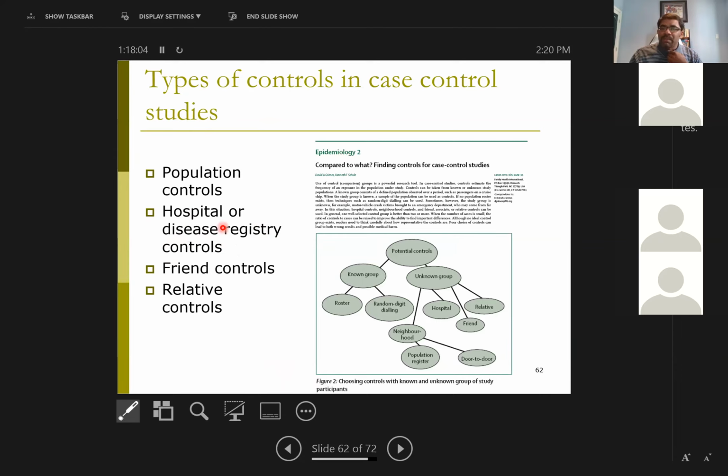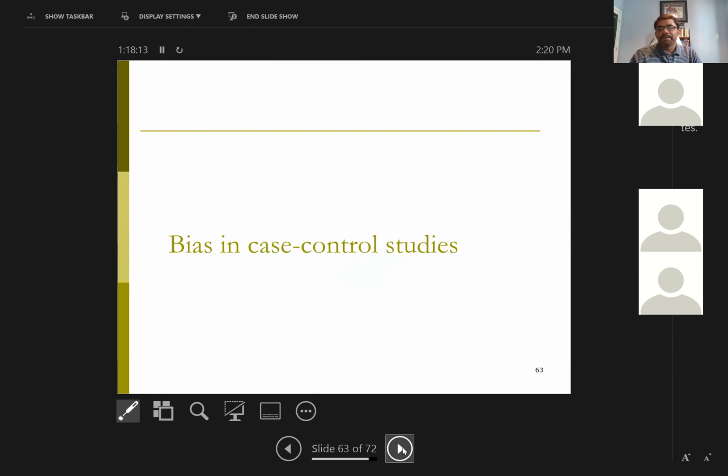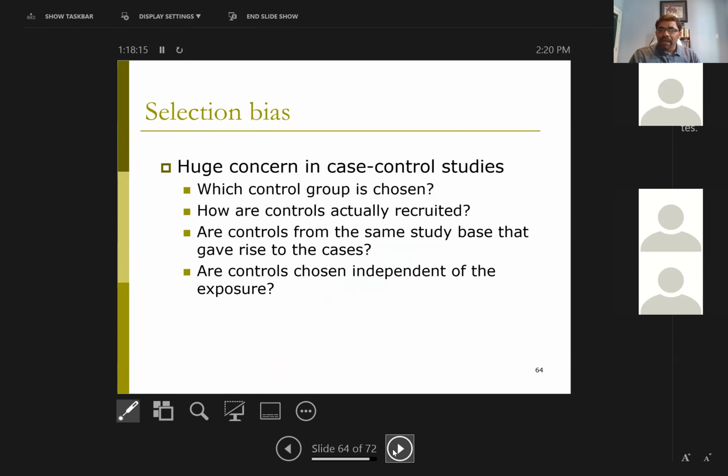So you will see many case control studies where the controls are hospital controls, right? They're usually from the same clinic or hospitals where cases were found. Selection bias is a huge issue in a case control study. Whenever I read a case control study, the first question I ask is, how the hell did they select the controls? Nothing is more important for me than how controls were selected.